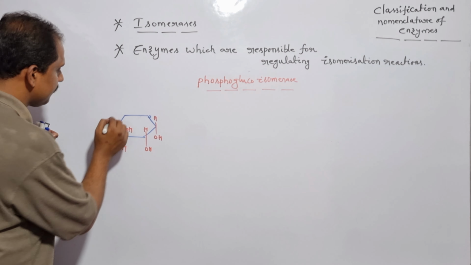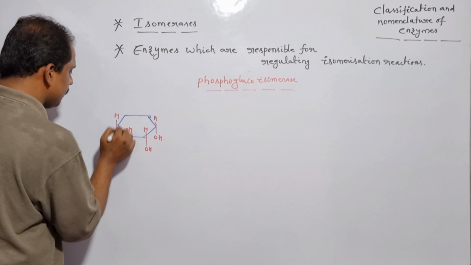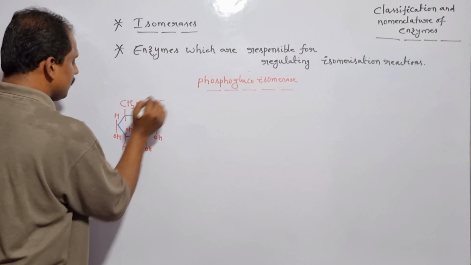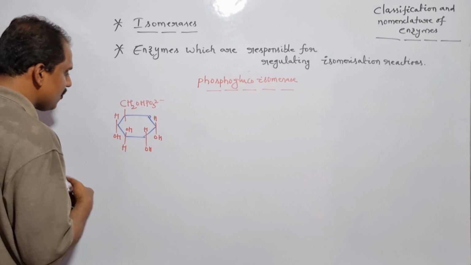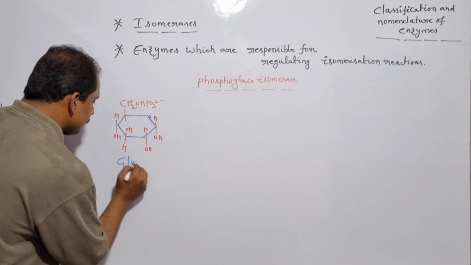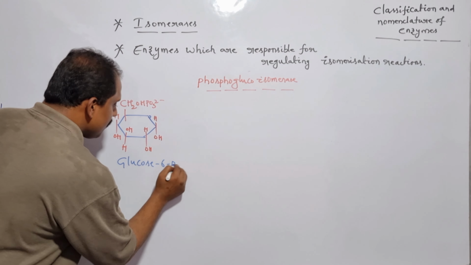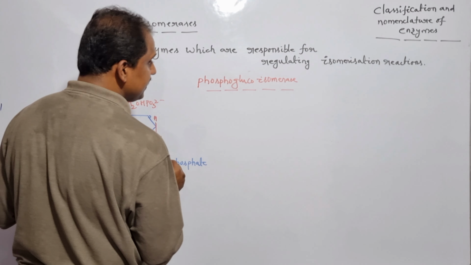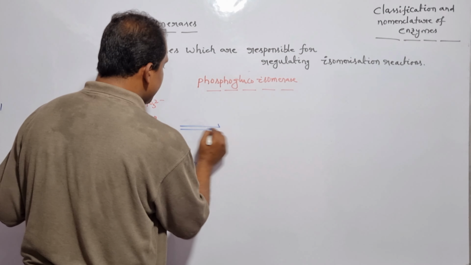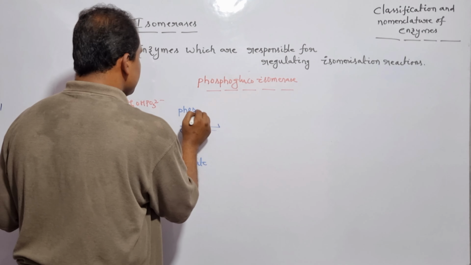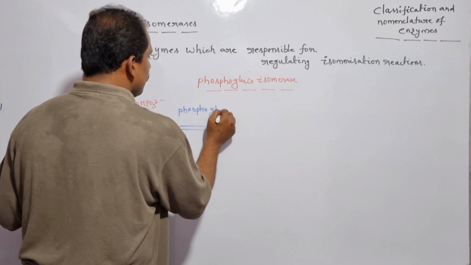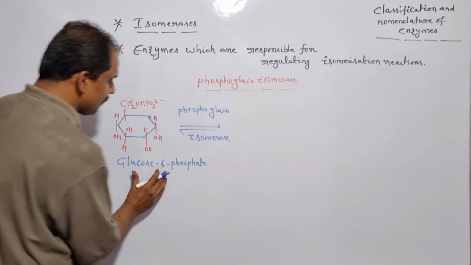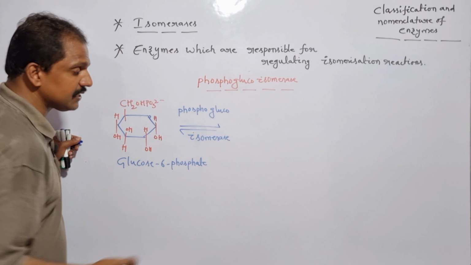Is it clear? So here it is nothing but what? Glucose 6-phosphate. So here glucose 6-phosphate, in the presence of an enzyme termed phosphoglucoisomerase, successfully turns into fructose 6-phosphate.